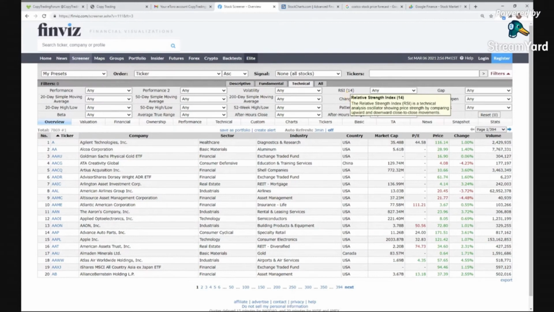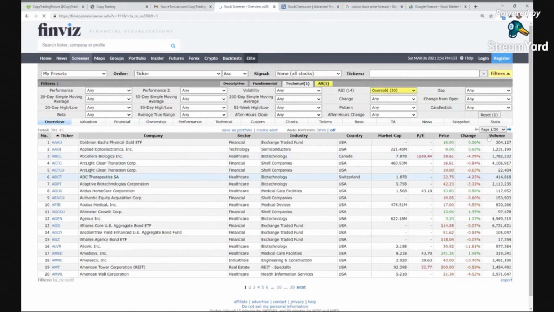So it says here that the relative strength index is a technical analysis oscillator showing price strength by comparing upward and downward close-to-close movements. Okay, I'll explain that in a minute. But all I do is select here. So remember I said 30%. Okay, so I click on 30%. Even if it's below 30%, 20% is even better. So I click on that, and then I just click enter.